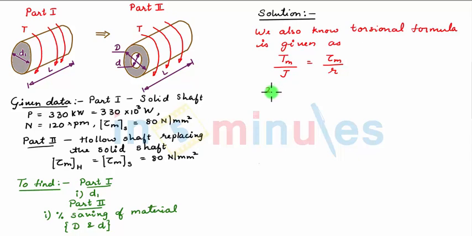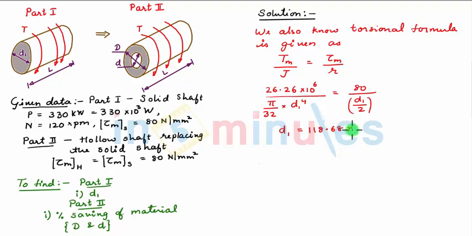So we have 26.26 into 10 to the power 6 upon pi by 32 into d1 to the power 4 is equal to 80 Newton per mm square upon d1 by 2. So from this we get the value of d1 as 118.68 mm. So this is the answer for first part.